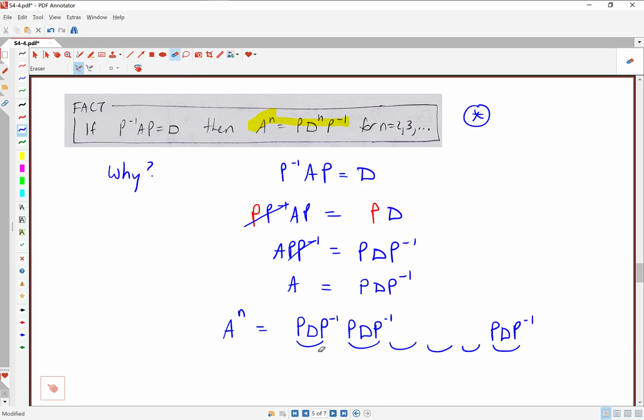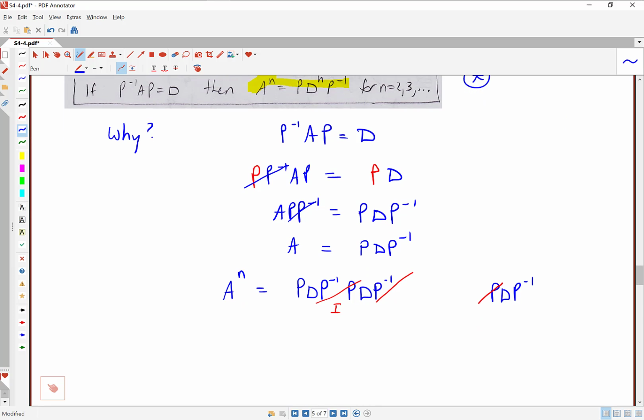Now the idea is that we're going to have a lot of cancellation on the right side, because notice that you've got a P inverse times a P. Here you would have another P inverse times a P. Here you would have another P inverse times a P. So every time you see P inverse times P, that's giving you the identity matrix. And the identity matrix times any matrix just gives us back that original matrix. So in other words, this right side really simplifies. We get A to the n equals, well, you'd have a P in front, you'd have a P inverse at the back, but in the middle, you've just got D times D times D a whole bunch of times.